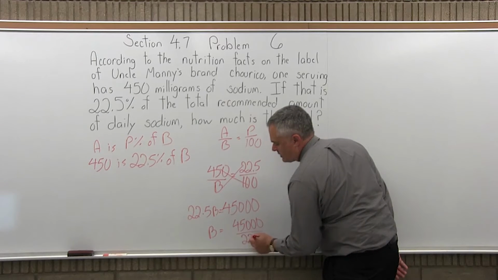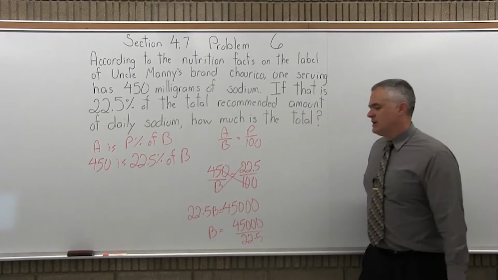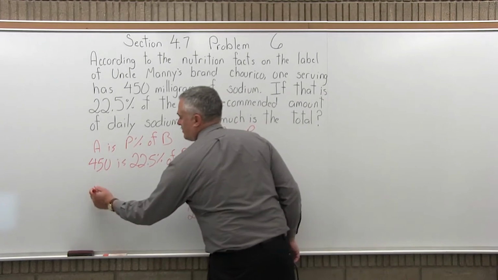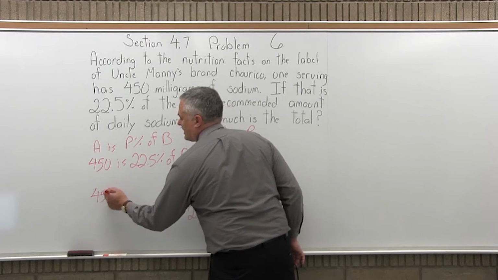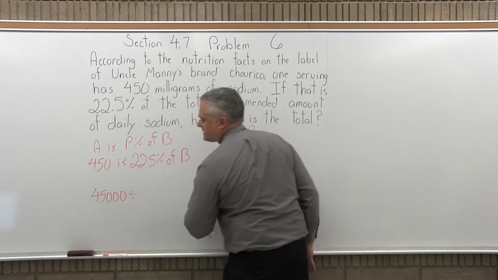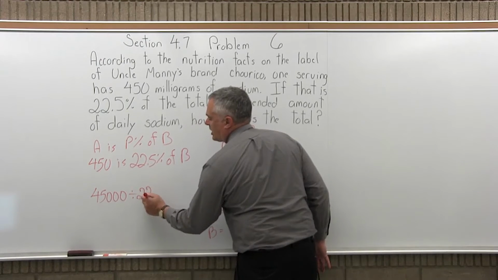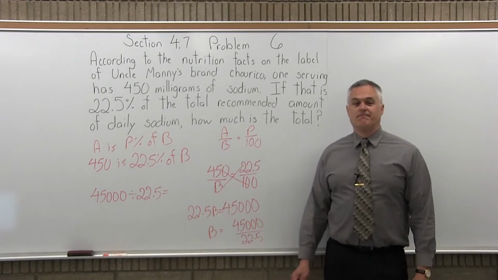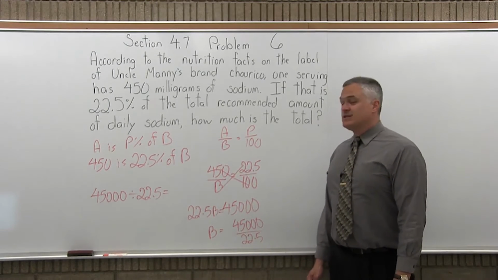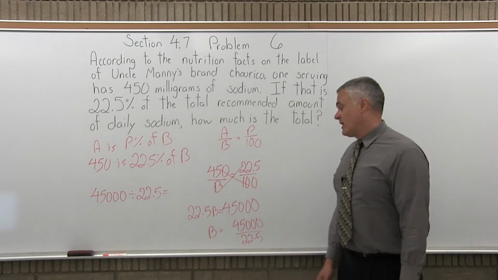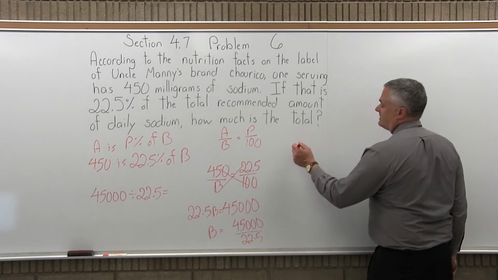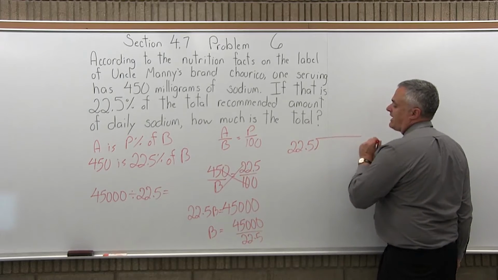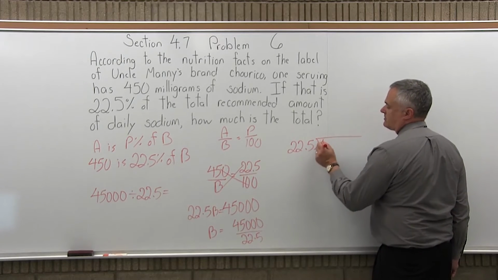over 22.5. Now, if you're allowed a calculator in class, enter the numerator on the screen first, 45,000, press the divide button, then enter the denominator, 22.5, hit equals, and you'll get an answer. If your math teacher doesn't let you use a calculator, you have to do it the long way. The denominator is outside of the division symbol, and the numerator is under the division symbol.